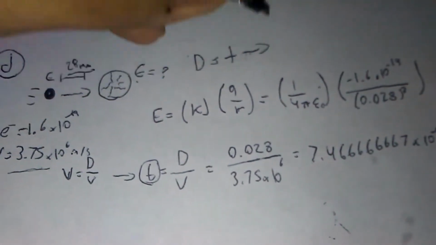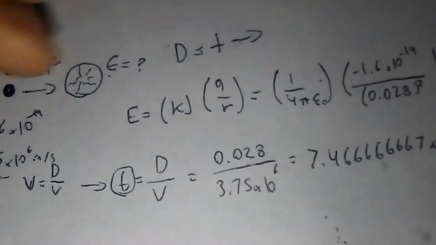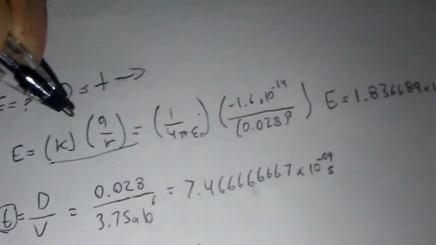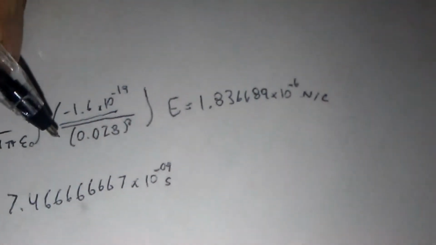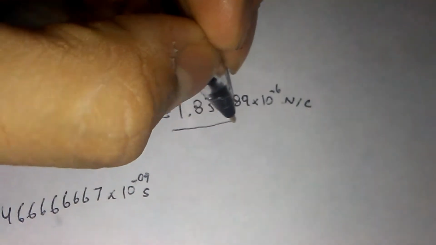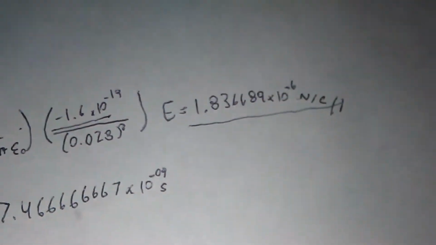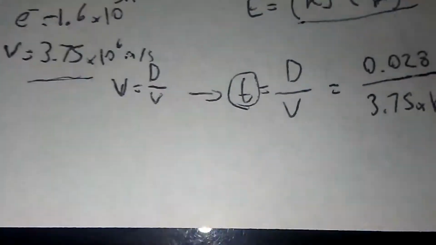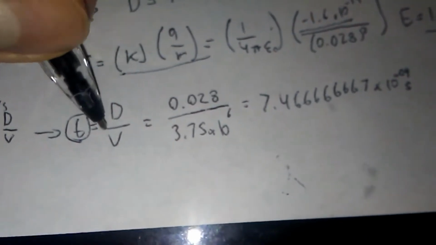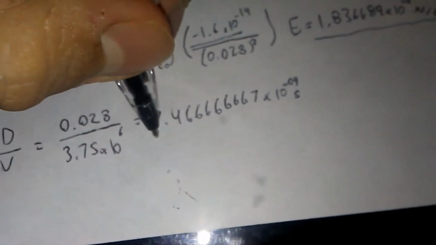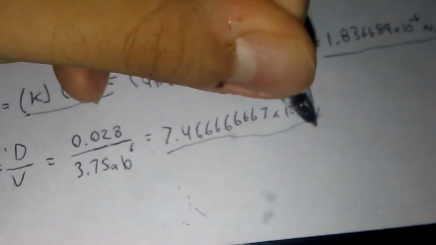Then, to get the electric field, you just have to use this formula, using the charge of the electron, which is minus 1.6 to the minus 19 coulombs, to get an electric field of 1.83 times 10 to the minus 6 newtons over coulomb. Finally, for the time, you just use this formula and clear out for time, since we already know the distance and the velocity, giving us a total time of 7.46 times 10 to the minus 9 seconds.